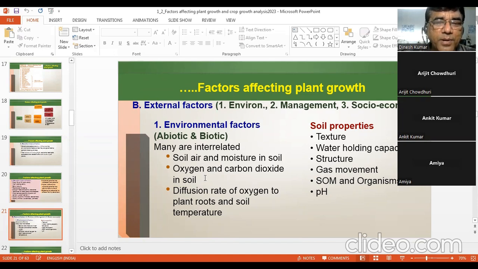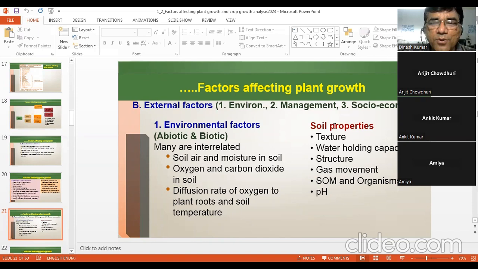Diffusion rate of oxygen to plant roots and soil temperature. They are also related. Temperature and diffusion of oxygen. Similarly, the soil properties are also interrelated. Texture of the soil will affect the water holding capacity. Similarly, structure can affect your gas movement. Structure can affect the root growth. It can affect the nutrient availability. It can affect the microbes in the soil. So structure is influencing several other properties.